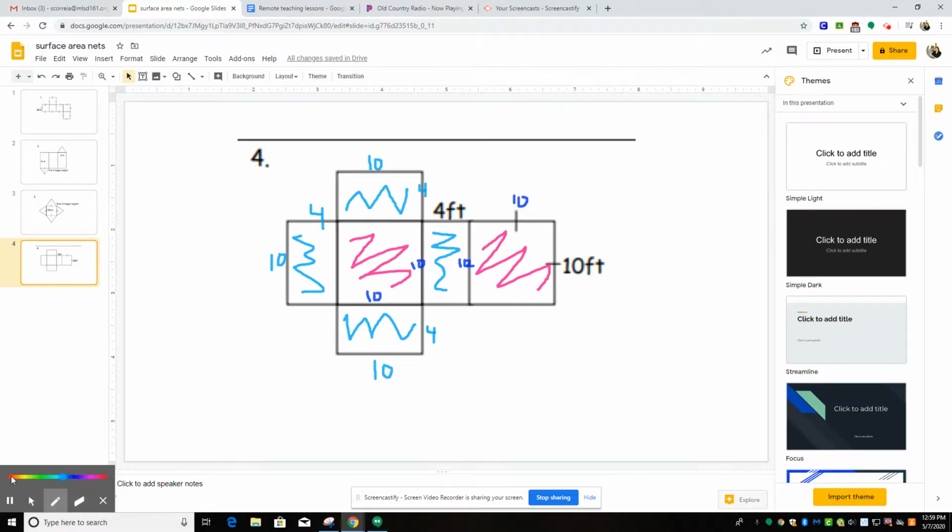Going to go over to red. So the dimensions 10 by 4 would be 40 inside all of these light blue. And then for the pink, we have 10 by 10, which is 100 inside both of these. So we would have 40 plus 40 plus 40 plus 40 plus 100 plus 100, and we would get a surface area of 360 feet squared.